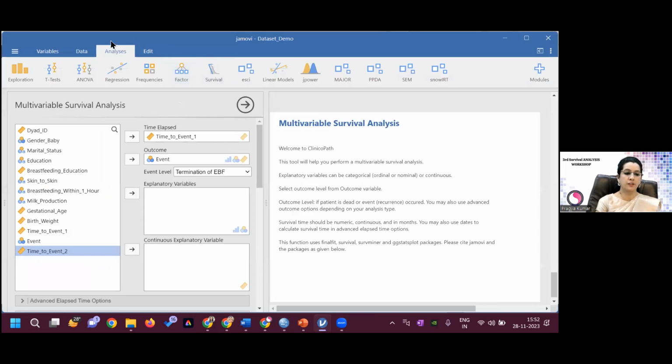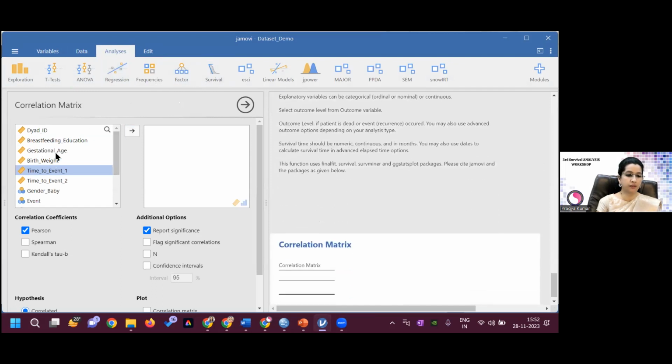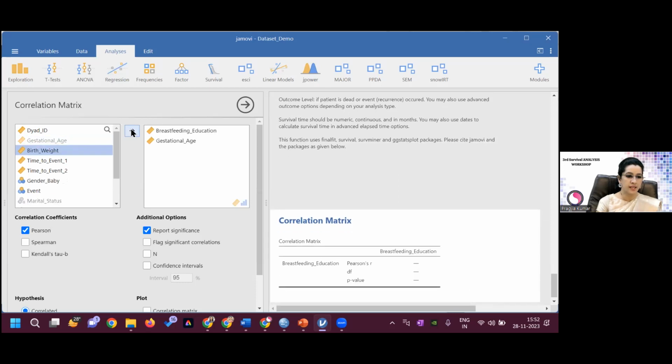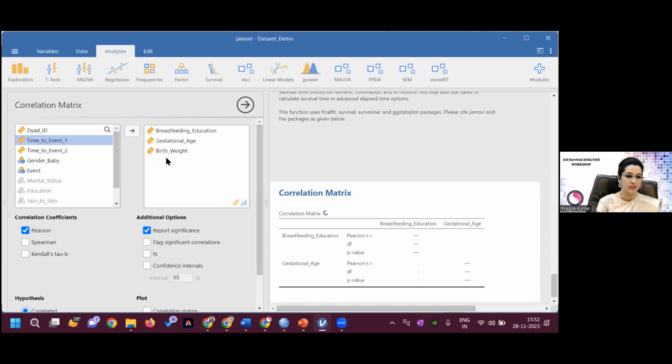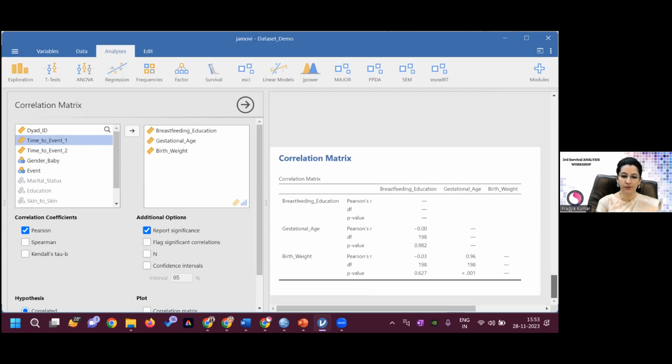Now coming to the other assumption, that was multicollinearity. For that you have to draw a correlation matrix. That is there under regression. So click on regression, correlation matrix. What are the continuous variables in your data set? It is breastfeeding, education, gestational age, birth weight. These are the continuous variables, and now you can see the value of the correlation coefficient.